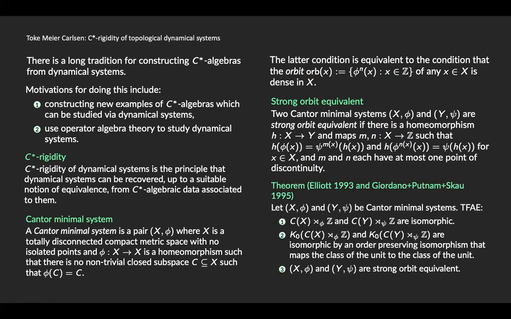Giordano, Putnam, and Skau showed in 1995 that for two Cantor minimal systems, the corresponding C-star crossed products are isomorphic if and only if the K0 groups of the crossed products are isomorphic by an order-preserving isomorphism that maps the class of the unit to the class of the unit. And this happens if and only if the two Cantor minimal systems are strong orbit equivalent.